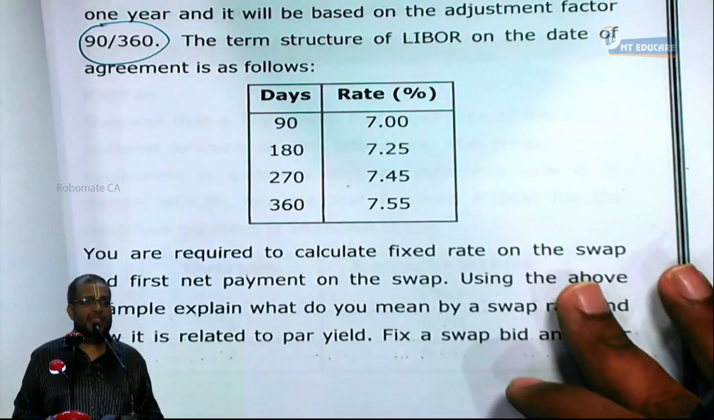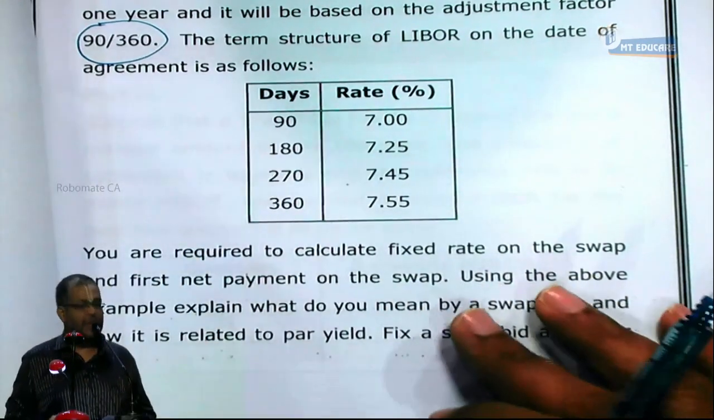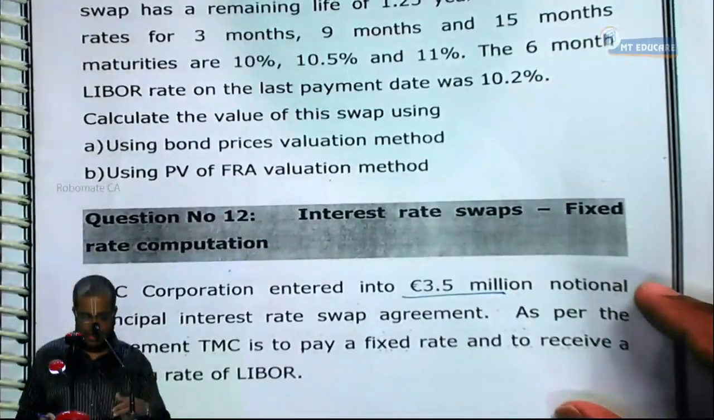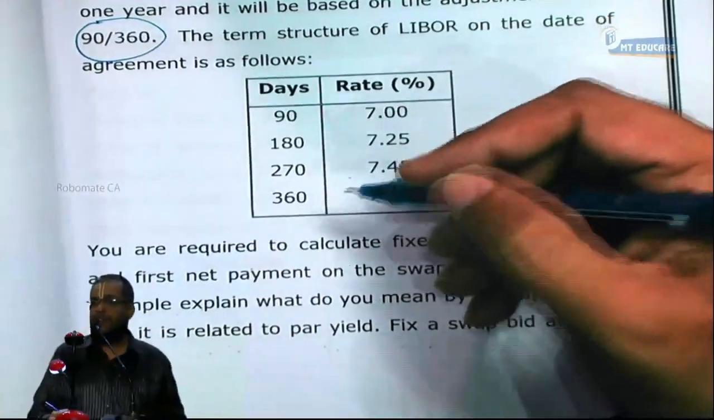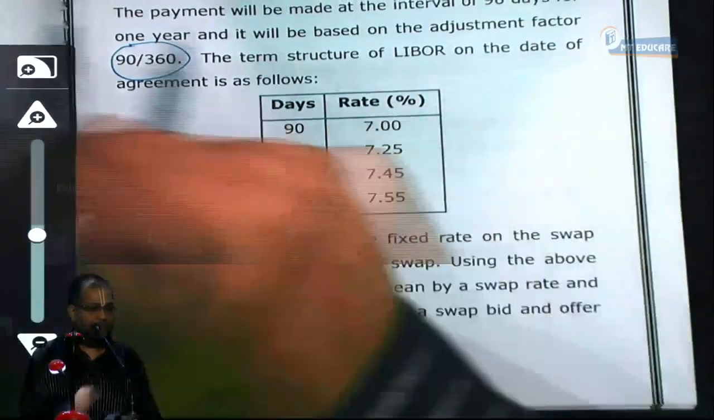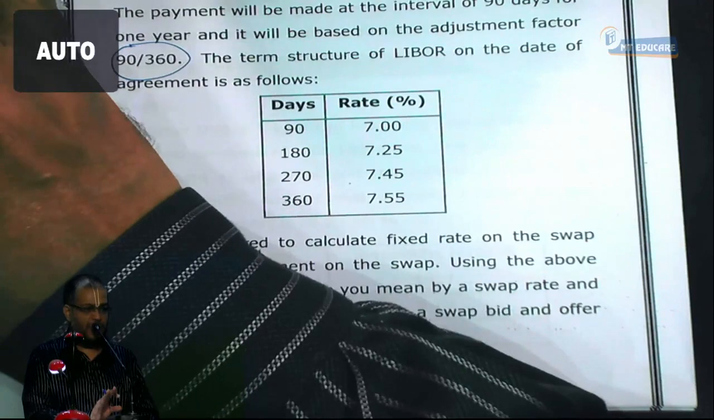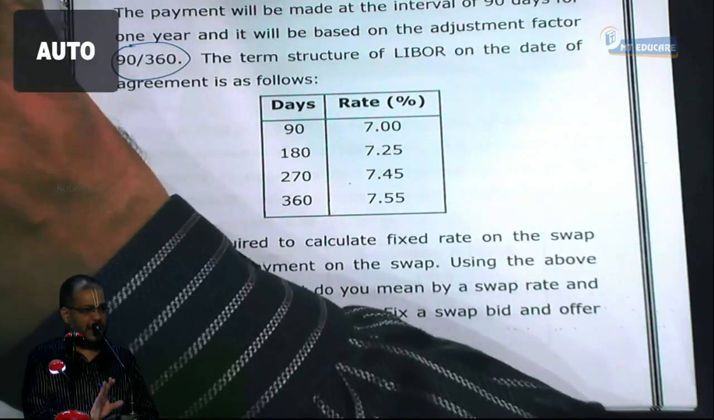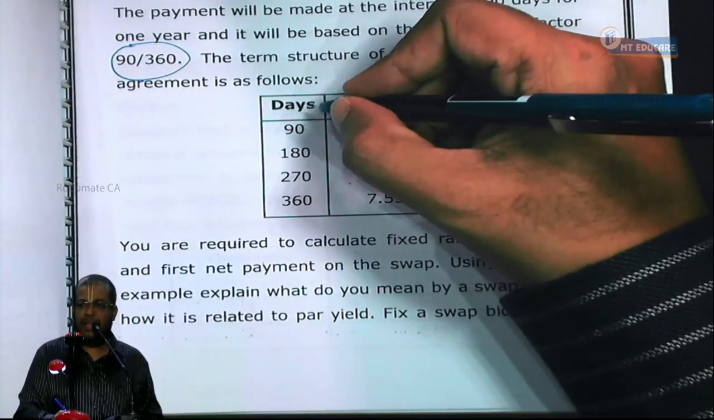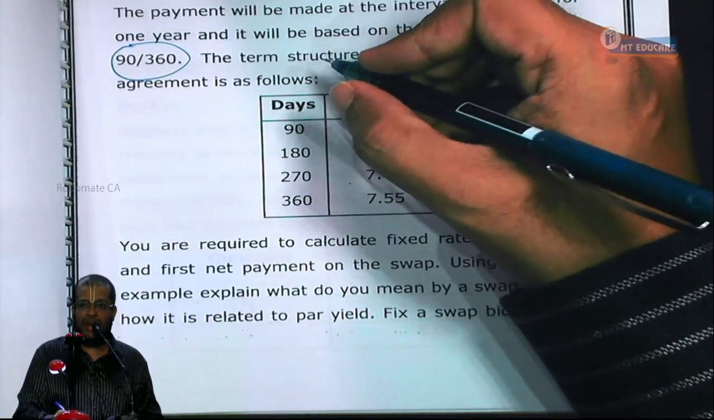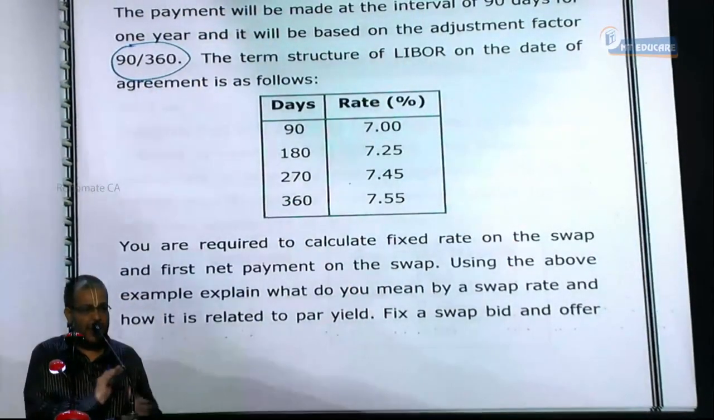The swap is an exchange of LIBOR against a fixed rate. The party TMC is going to receive LIBOR and pay a fixed rate. The issue is, for that LIBOR, what should be the fair fixed rate, so that neither party is going to unduly gain or lose in the swap. So now tell me, yesterday's class, the main theme of the discussion is what? Determining the fixed rate leg in the swap against the LIBOR was the discussion.